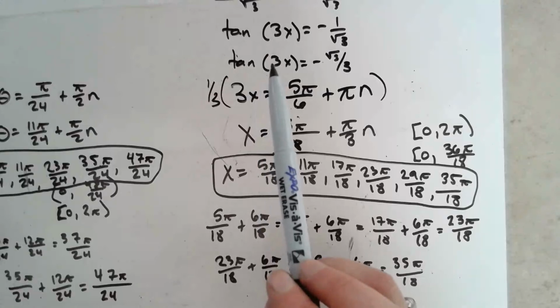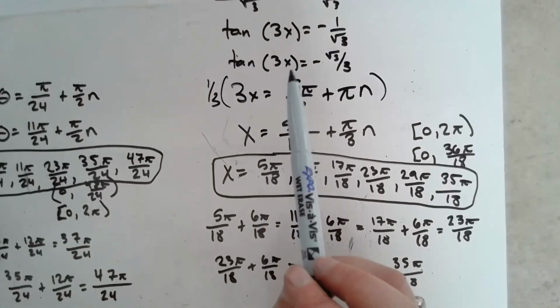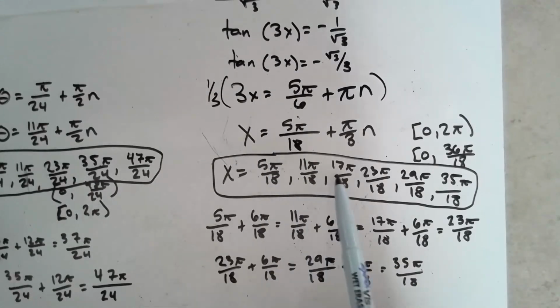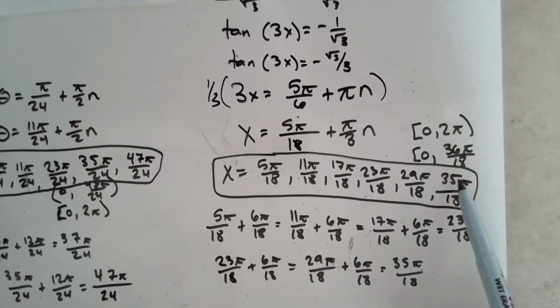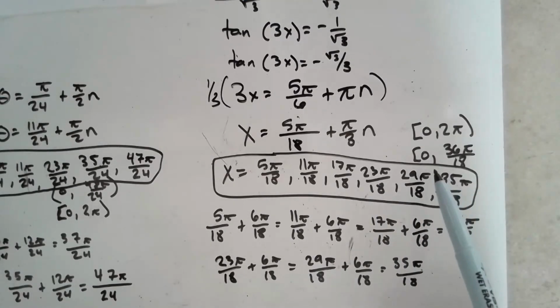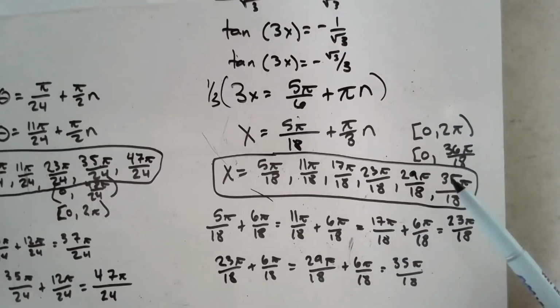We had 3 times as many solutions. We have 1, 2, 3, 4, 5, 6. Because normally between 0 and 2 pi we would have 2 solutions. So those are my 6 solutions.